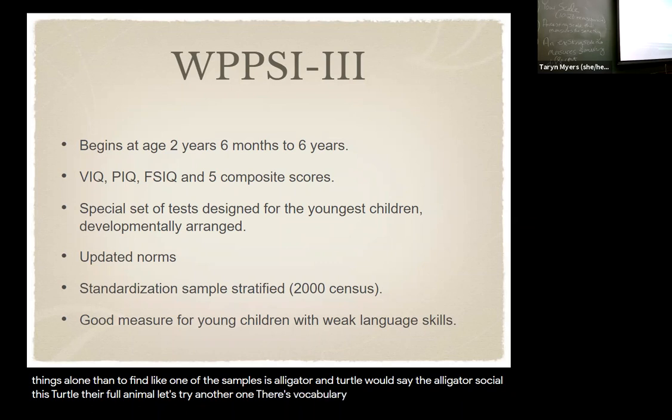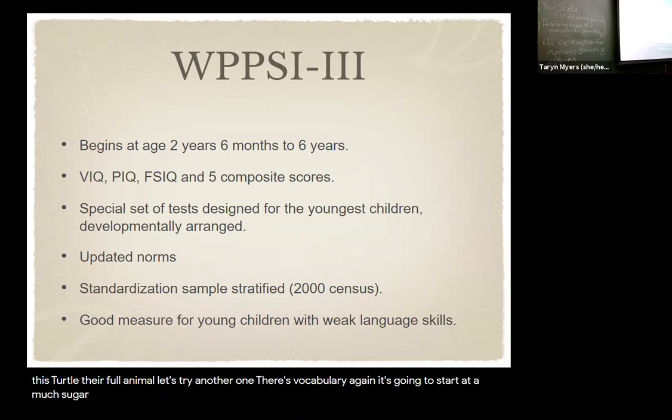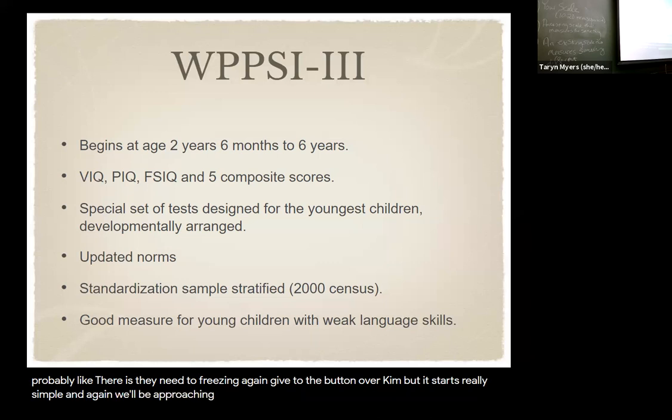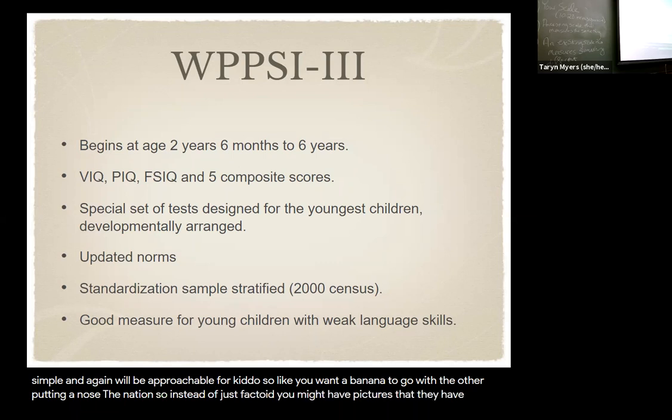Vocabulary, again, is going to start at a much lower level than some of the other ones, and instead of being a word, it'll be a picture. There is a basic reasoning subtest you can give to slightly older kids, but it starts really simple and is approachable for kiddos. So you want a banana to go with the other banana. Then information: instead of just factoids, you might have pictures that they answer in response to.